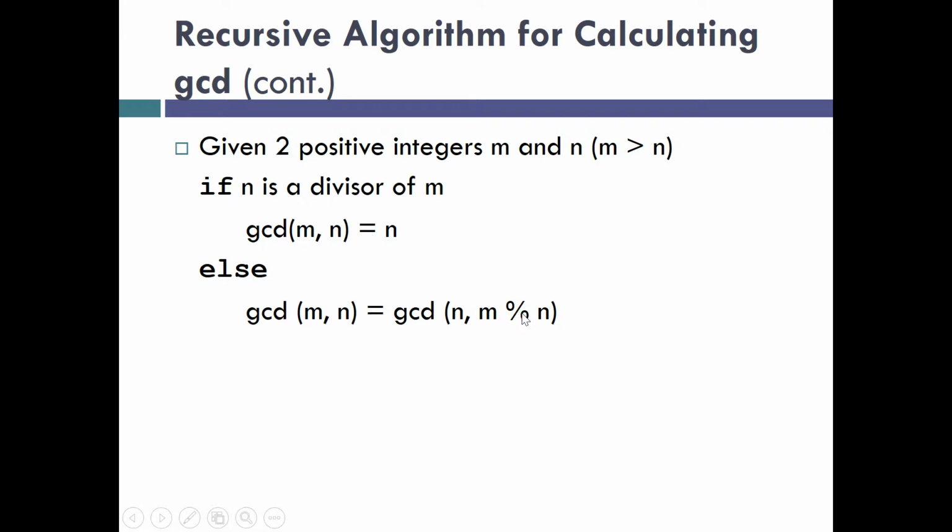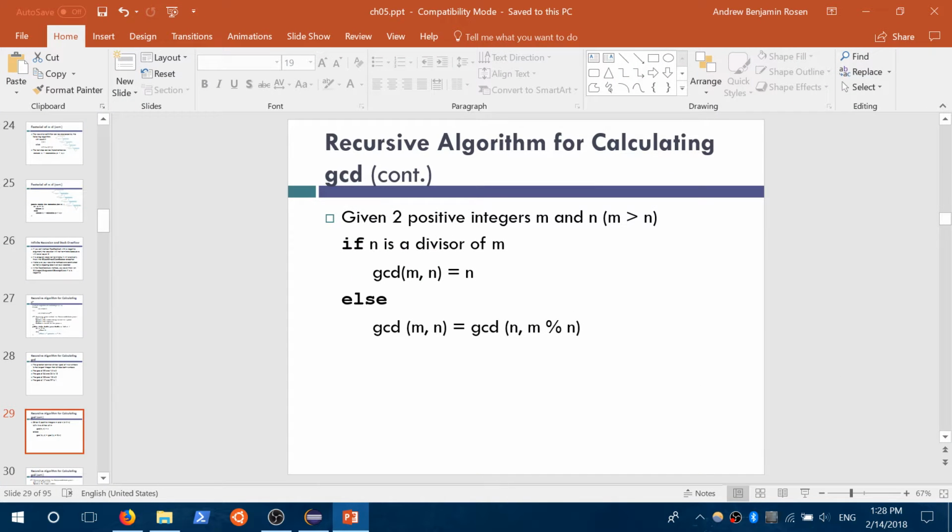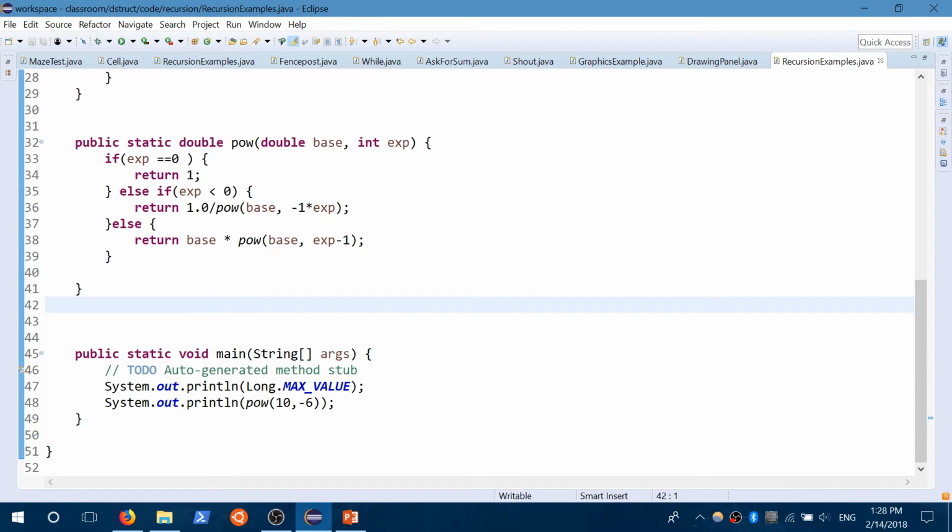Right? M mod n will get you a number smaller than n because these things are not equal. Well, it's guaranteed to be smaller than n. If you mod something by n, your range of numbers is 0 to n minus 1, so it's guaranteed to be smaller than n. So it's always going to make progress towards the base case, which is that n is 1. When n is 1, well, then you're guaranteed for this statement to be true. So let's go ahead and code it up.